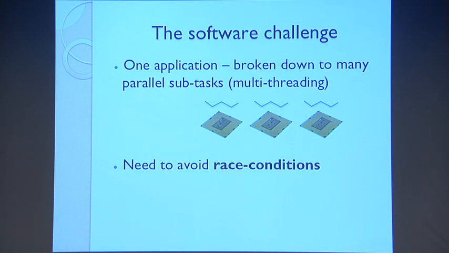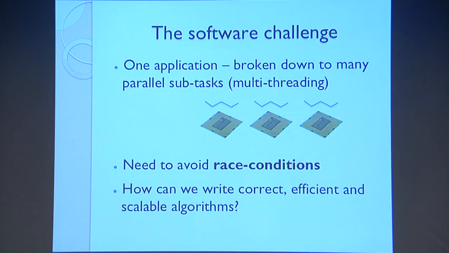But we still need somehow to avoid race conditions. The question still remains: how can we write correct, efficient, and scalable algorithms? This is the holy grail of parallel computing. That's what we want, something that would be all of these: correct, efficient, and very scalable. Scalable in terms of both, as we increase the data set, the algorithm will work better, will scale, but also if we increase the number of cores that we have, it will work faster.